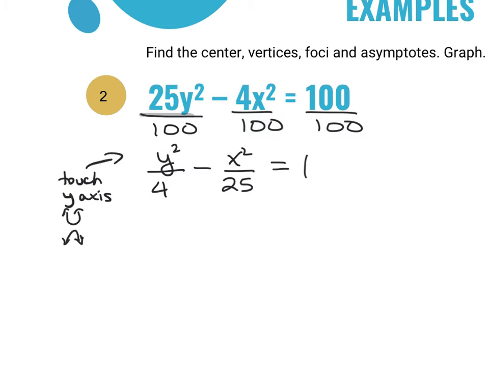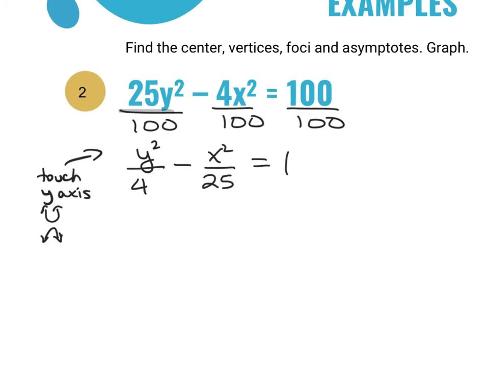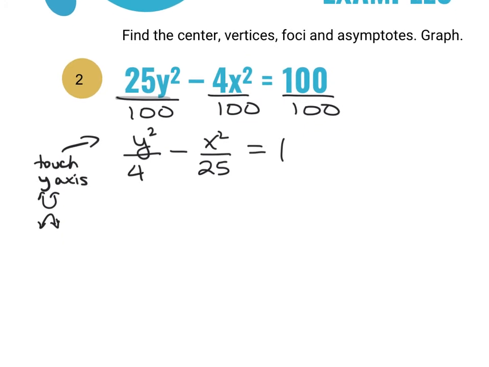Both of them together, like the parabola, that's a U and an upside down U. Again, notice there's no h or k here. Nothing's being added or subtracted to x squared or y squared. So my center is at the origin.